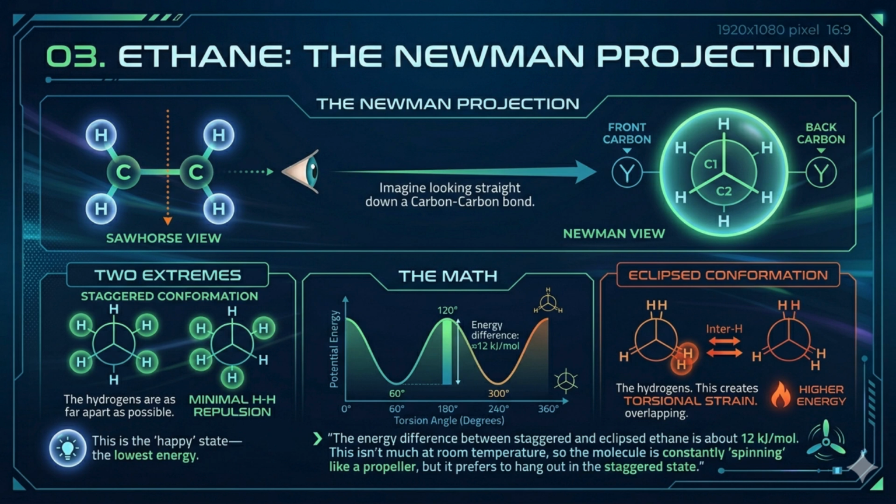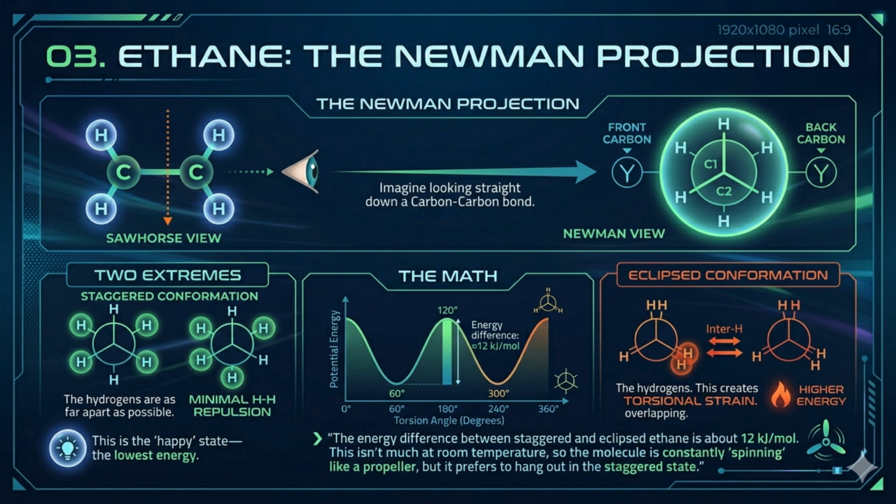The front carbon is represented as a simple intersection of 3 lines, a Y shape. The back carbon is the larger circle behind it, with its own 3 hydrogen bonds poking out along the edges. Flattening the 3D structure this way makes it incredibly easy to track the rotational relationship between the front and back atoms. As that central carbon-carbon bond rotates, the molecule cycles through 2 extremes.